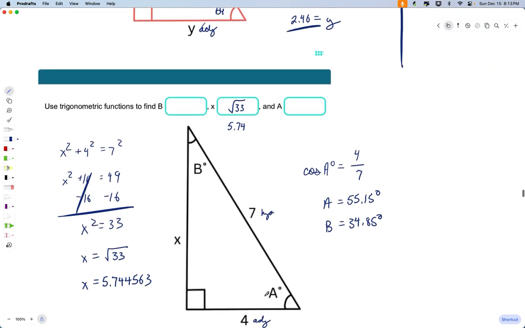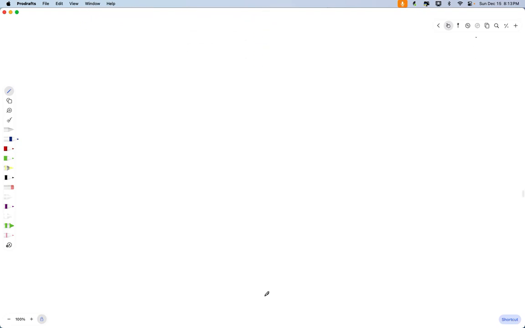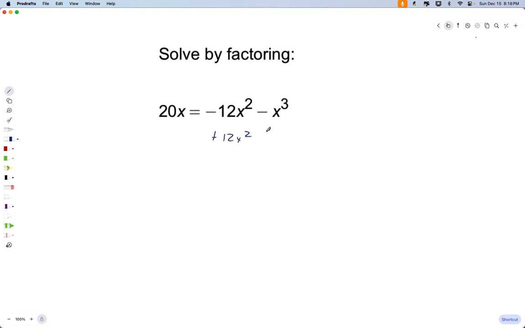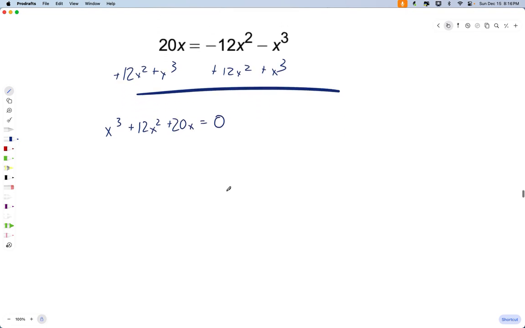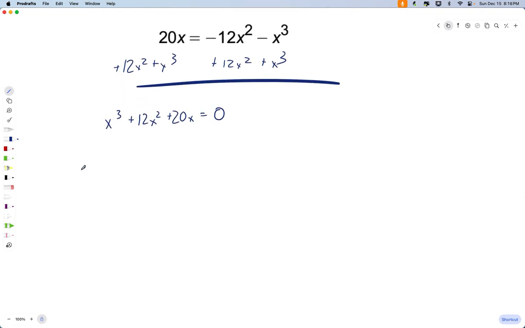All right, so first of all, we've got to get everything on one side. So we're going to add, same concept we've always used. I'm going to add it to both sides. So this is going to be x cubed plus 12x squared plus 20x is equal to 0. Now we know that we need this to be x squared, so we're going to take an x out. That leaves x squared plus 12x plus 20. Right? We divided each one of these by an x, and this is what remained. So now we can factor this.